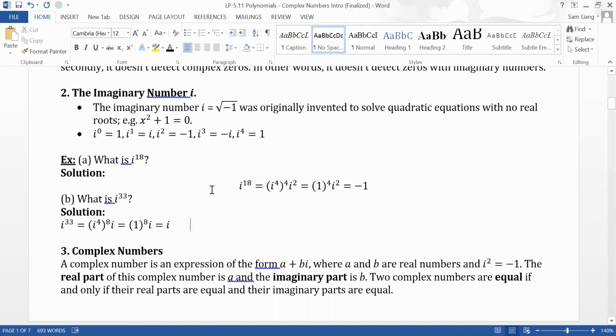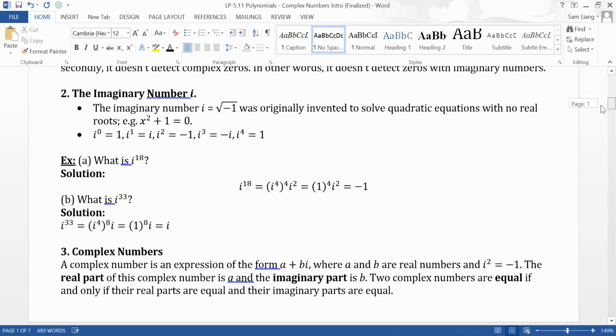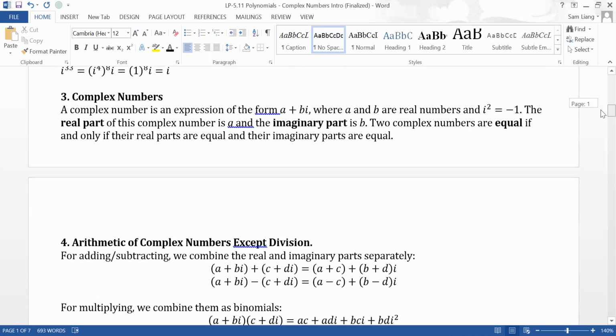If you need to copy this example, please pause the video here. Otherwise, I'll move on to talking about complex numbers. All right, complex numbers is something that we've talked about before in this class and also in Algebra 2, but we're going to go through it again just for a recap. A complex number is an expression of the form a plus bi, where a and b are real numbers and i squared is -1. The real part of this complex number is a. The imaginary part is b, just the number b, not bi.